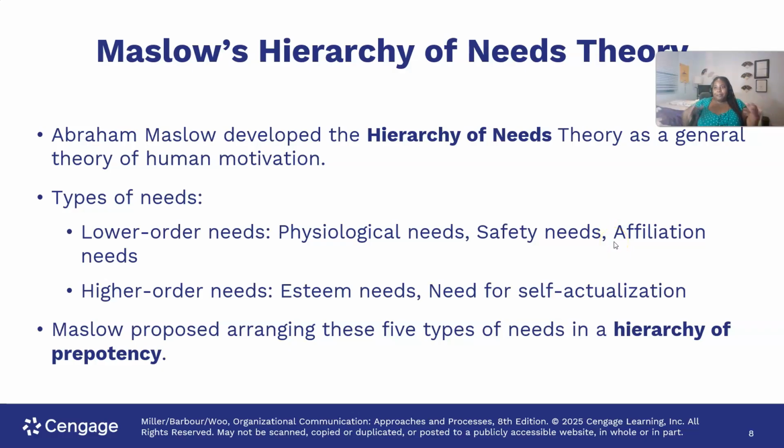My affiliation needs would be my need to belong in a group, to have a sense of community. And now that I have a sense of community, I can work on self-esteem and making sure that I am comfortable with myself. And then once all of those are met, I can be my highest self. So that's the explanation of the hierarchy of needs.